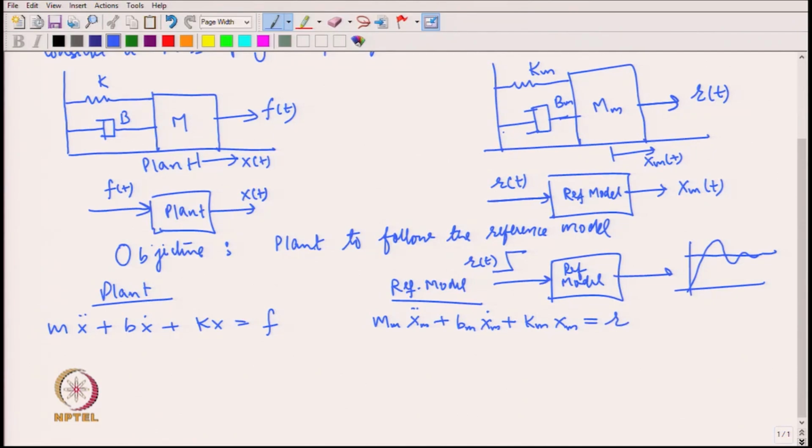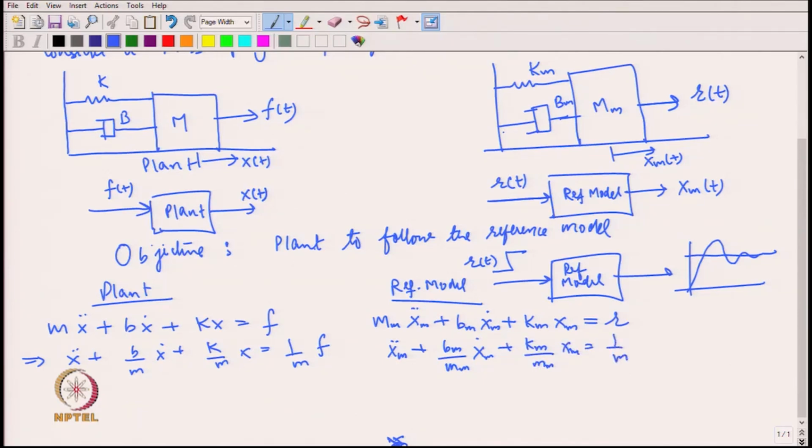Let us divide the plant equation throughout by m. So what we get is x double dot plus b over m x dot plus k over m x is equal to 1 over m f. Let us do the same thing with the reference model. We divide throughout by mm. So what we get is xm double dot plus bm over mm xm dot plus km over mm xm is equal to 1 over mm r.